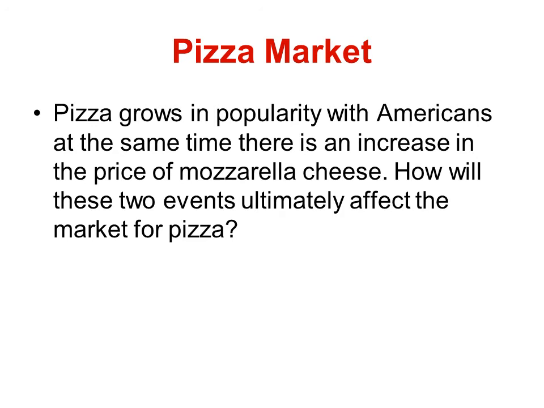Everybody loves pizza markets. So this problem tells us that pizza grows in popularity among Americans. At the same time, there's an increase in the price of mozzarella cheese. This is the first problem we analyze where there are two events happening simultaneously, one affecting demand and one affecting supply. And the question asks, how will these two events ultimately affect the market for pizza? If you remember from our study in class, whenever there is an event affecting supply and an event affecting demand simultaneously in the markets, one of our two variables, either price or quantity, will have an indeterminate result.